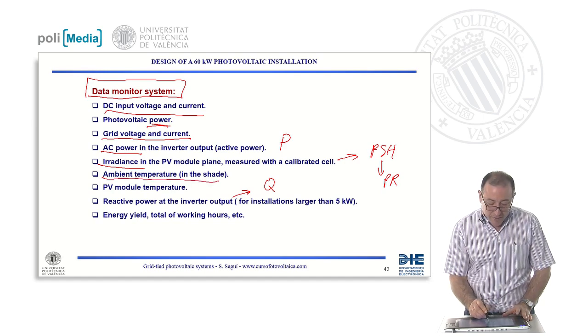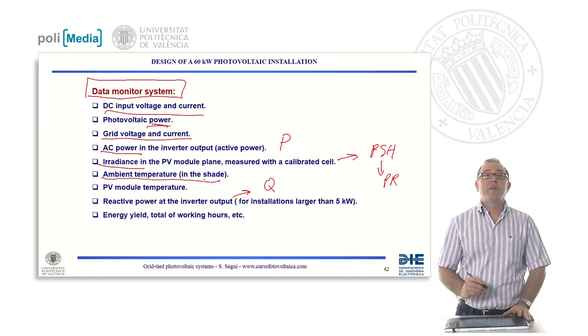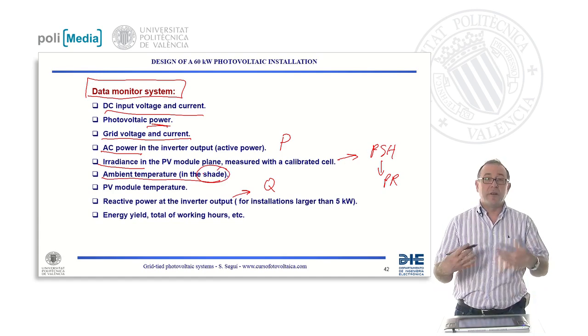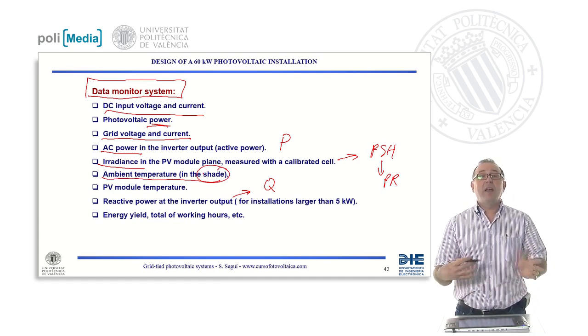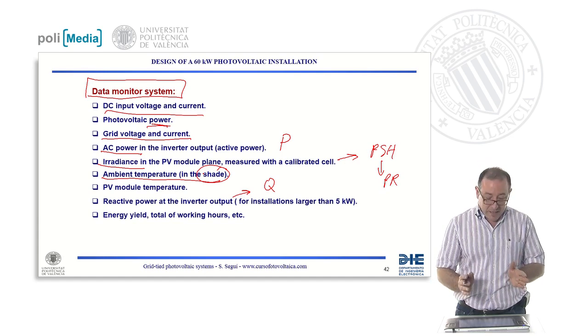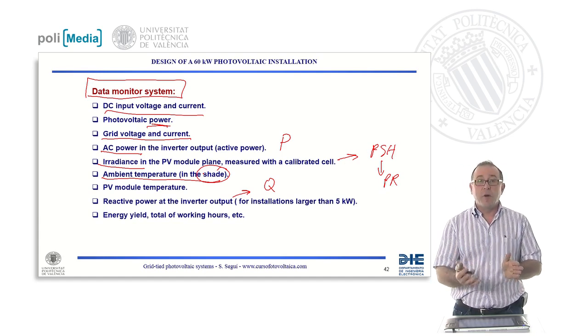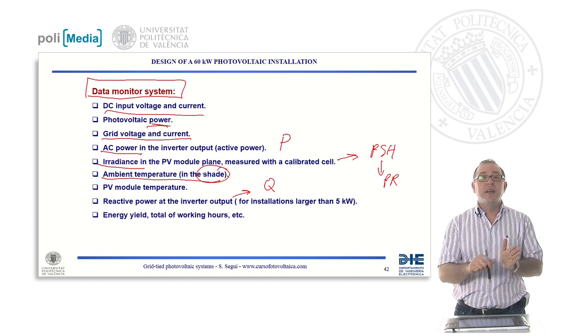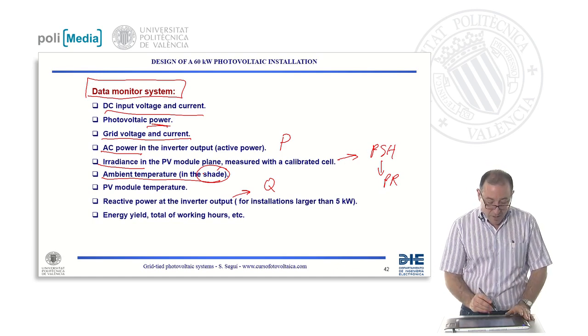Also, the ambient temperature is really an interesting parameter. Remember that we have to do this measurement in the shade. Usually we are going to install it on the back side of the modules, but with some distance with respect to the modules in order to avoid the heating that the module can produce in the sensor.